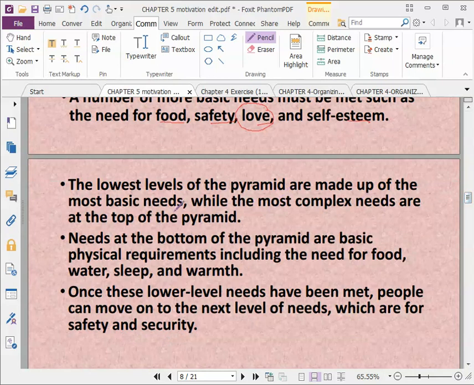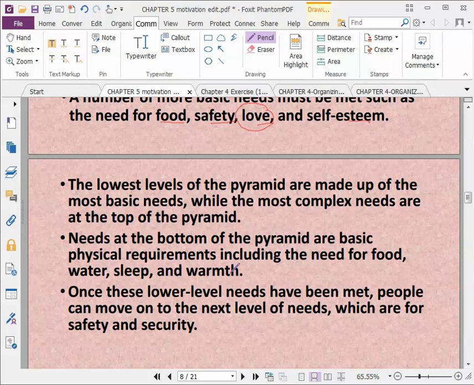the most basic needs, while the most complex needs are at the top of the pyramid. So basic tu is about the lowest level. The highest is the most complex needs. Needs at the bottom of the pyramid are basic physical requirements, including the need for food, water, sleep, and warmth. So kalau kita hidup dalam kesejukan, contoh dekat Antartika, itu pun adalah salah satu needs.